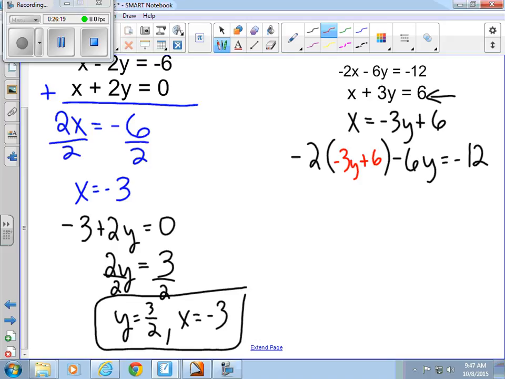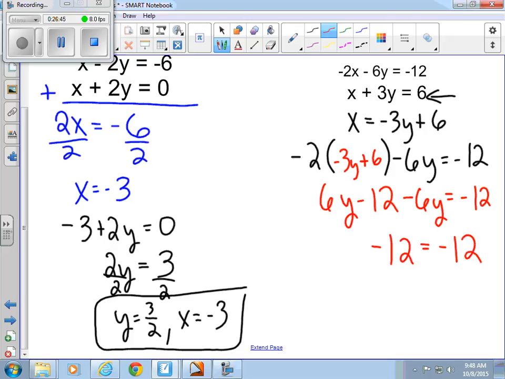Okay so far? Good so far? Yes? Okay. So I get 6y minus 12 minus 6y equals negative 12. What is 6y minus 6y? 0. So I get negative 12 equals negative 12. I didn't mess up.